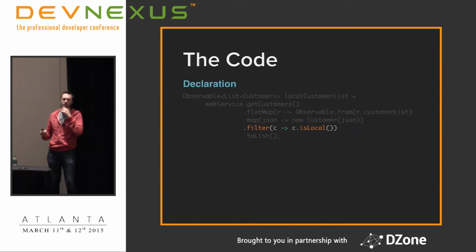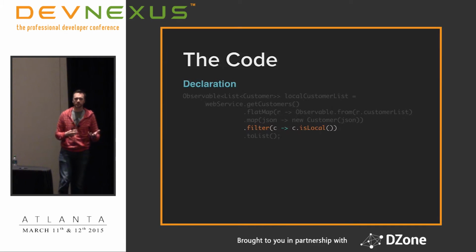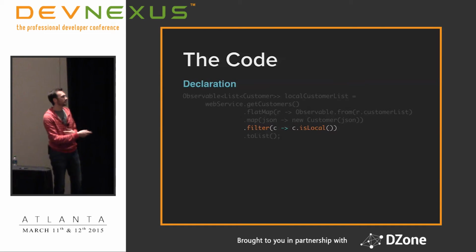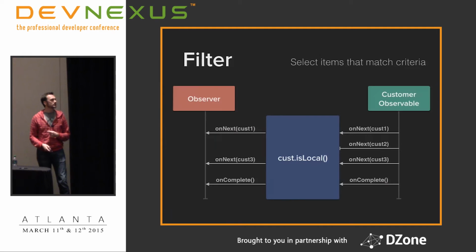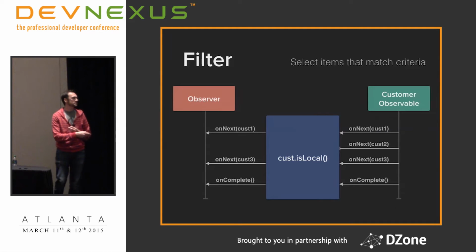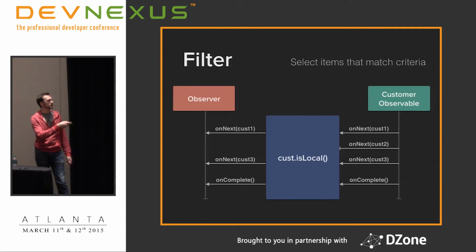Now let's assume we want to filter out any of these customers that aren't local. So anything that matches the isLocal test, we'll keep on making it through this pipeline. So for example, we have customers 1, 2, and 3. 2 is not local, so it doesn't make it through, and we end up getting out of the other side of this filter customer 1, 3, and then it's done.